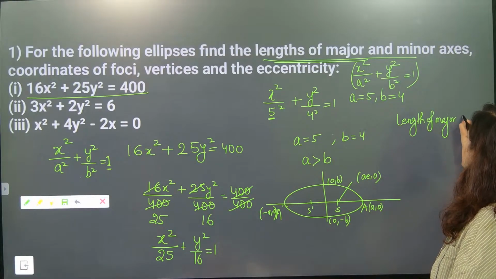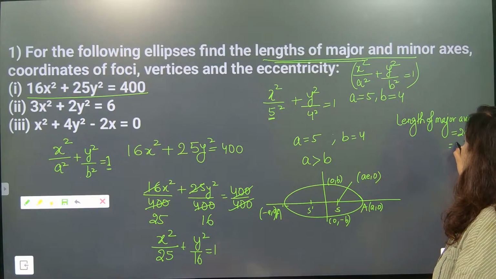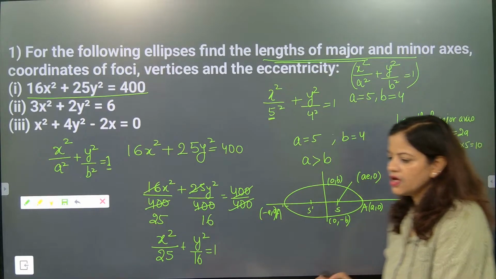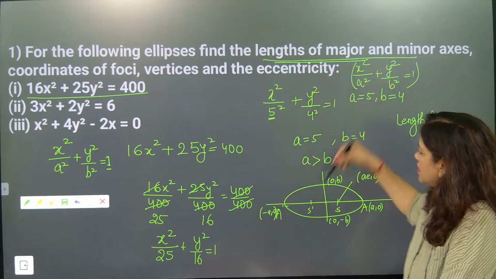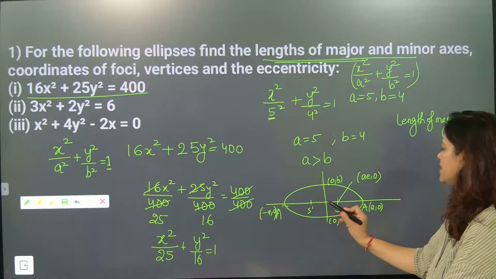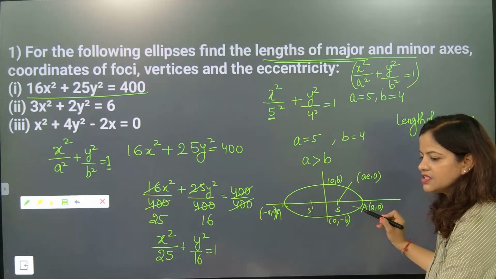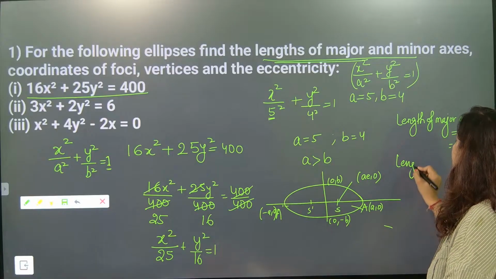Now beta, here the length of major axis is 2a. So it will become 2 into 5, which is 10. First work over. Because the ellipse is resting on the x-axis, this distance is a and this distance is a, so the total distance will become 2a. Second part, length of minor axis.